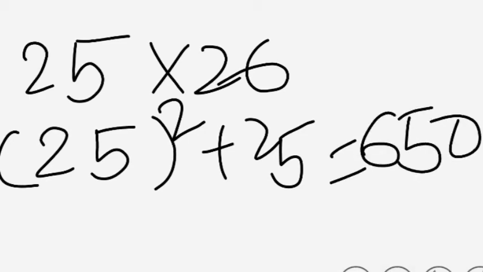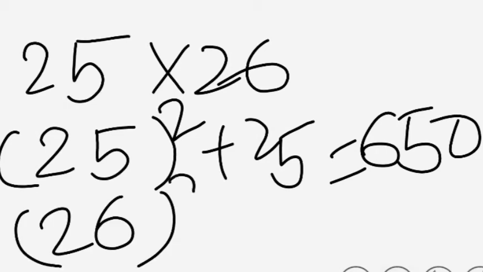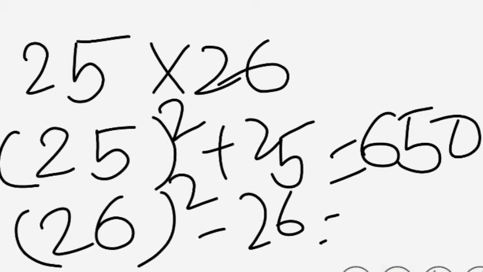If you want to take the big number, just take the big number, square it, and subtract the big number. So 26 square would be 676. 26 square is 676, minus 26, also the same result, 650.